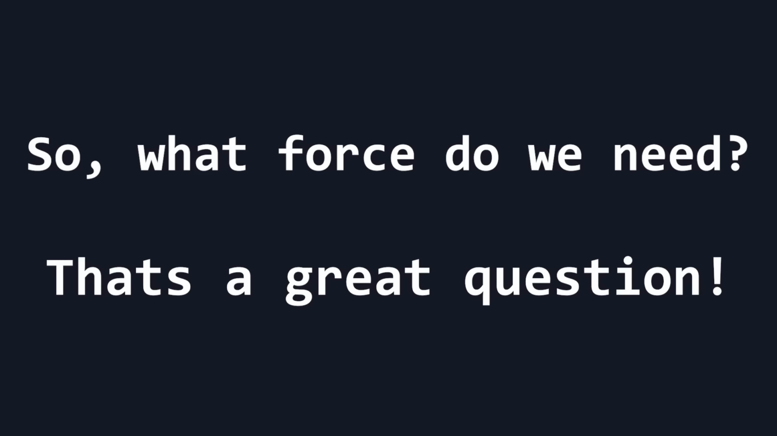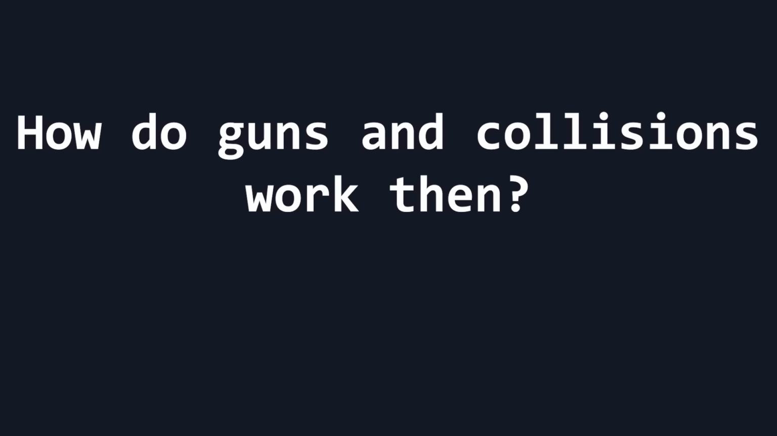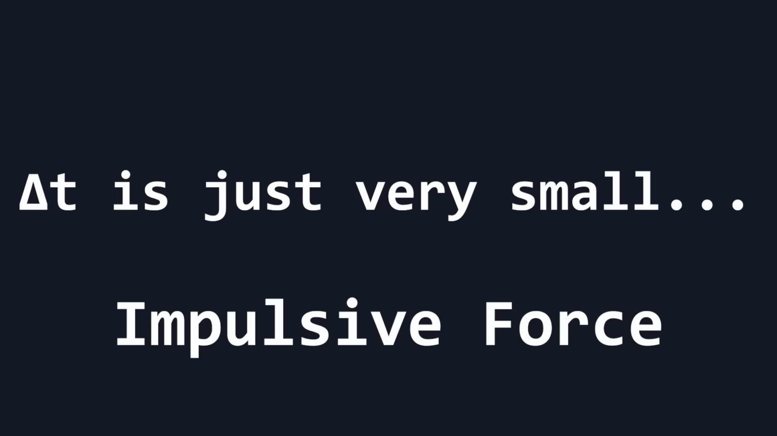And you know what? That's a great question. Do you see how paradoxical this whole idea of a force at an instant is now? Okay then, if there's no such thing as an instantaneous force, then how do guns work? And how do collisions happen? Well, the answer is simple. T is just a really small positive value. We call these forces that act over a short time an impulsive force.